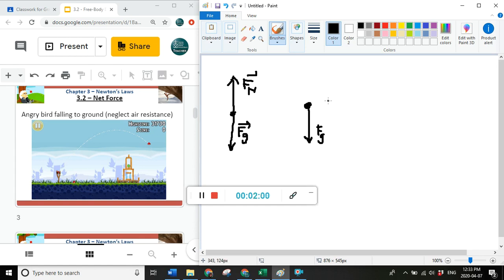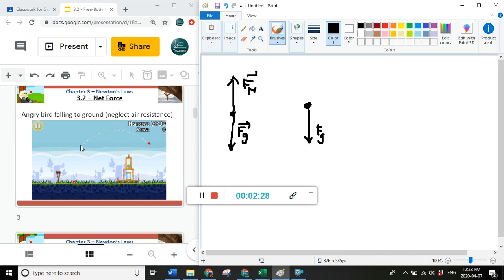Well, no, there's no surface that the bird is interacting with. Is anyone pushing the bird? Applied force? Well, no, no one's pushing the bird right now. Is there a rope? No. Is there any friction? Well, no, we're not sliding against anything. And is there any air resistance? Well, no, we said to neglect air resistance. So that is my free body diagram for the bird as it's falling through the air.